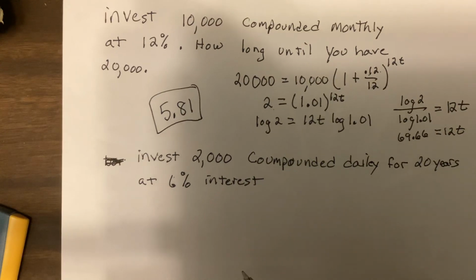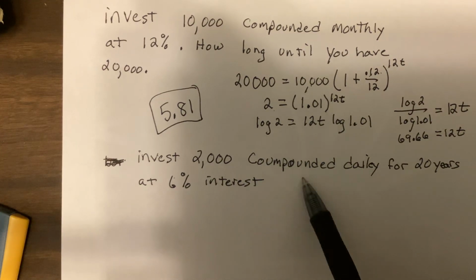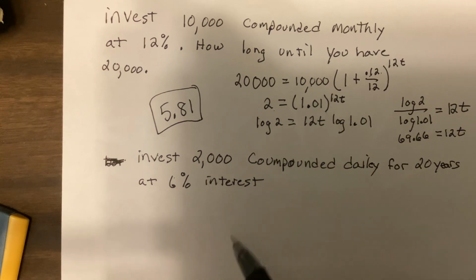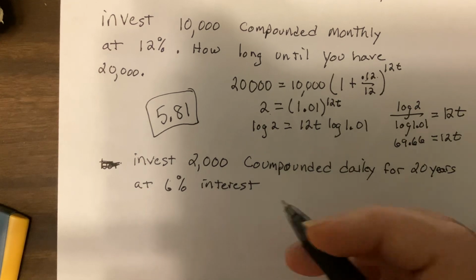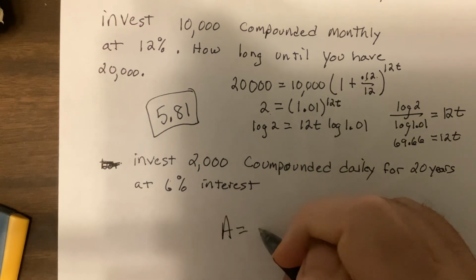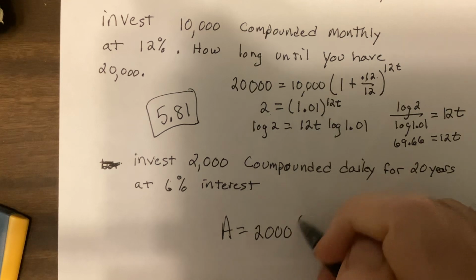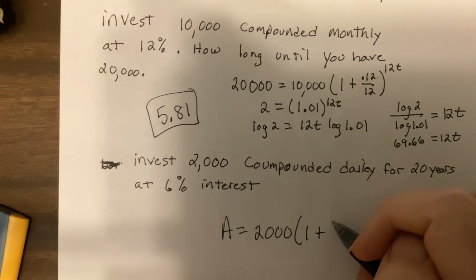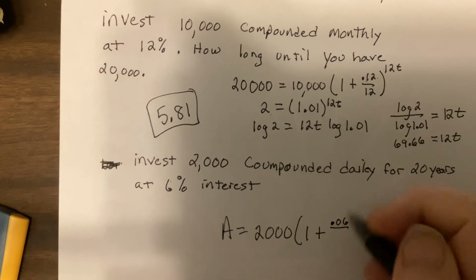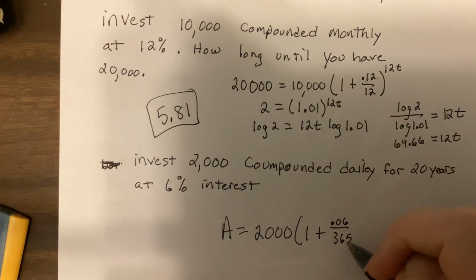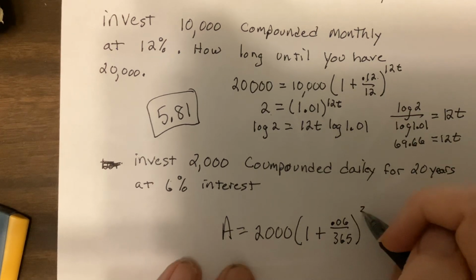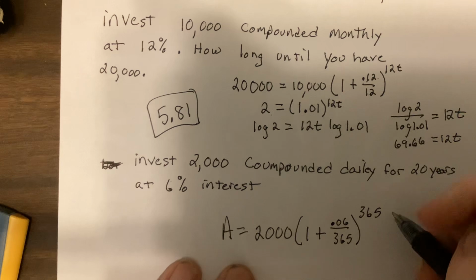Okay, last problem here. Invest $2,000 compounded daily for 20 years at 6% interest. How much money would you have? Figure that out for me, please, right now. Okay, so A equals 2,000 times 1 plus 0.06 divided by, compounded daily would be 365, that'd be 365 times 20.